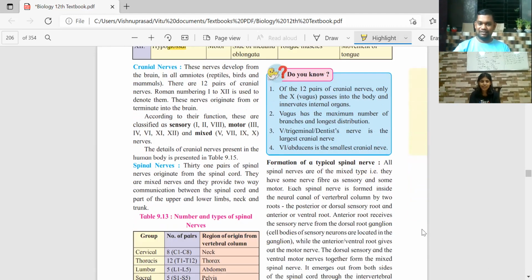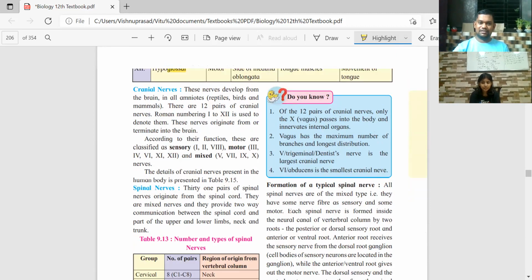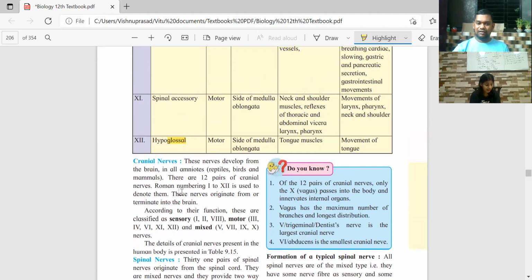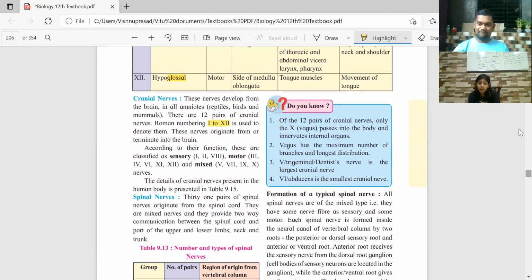Okay, and all these 12 pairs of cranial nerves, remember, are given the Roman numbering 1 to 12. You can see the first column. So you have to write that, that is important, in Roman numbers, because they are numbered like that. So you have to remember.